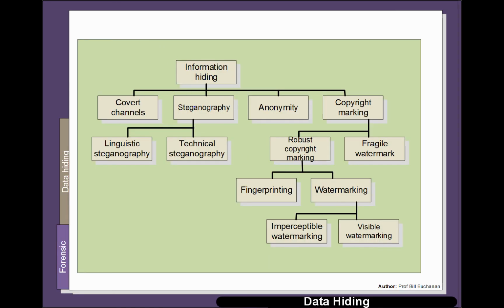Okay, so steganography is really part of data hiding. Steganography involves either technical steganography, as we'll see, or linguistic ones. We can also use things like covert channels, anonymity, as we'll see with our Tor routing, and copyright, where we can put copyright marking and watermarking on, and so on.